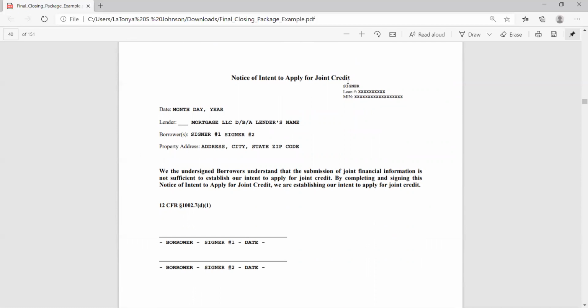Notice of intent to apply for joint credit. You are going to sign and date this. Have your client sign and date this, so put a sticky there.